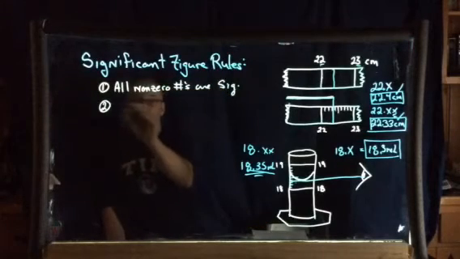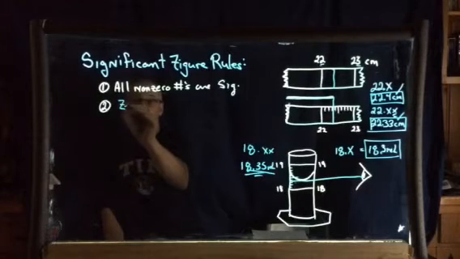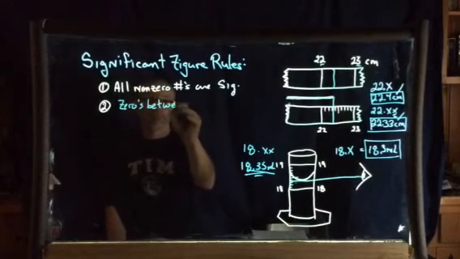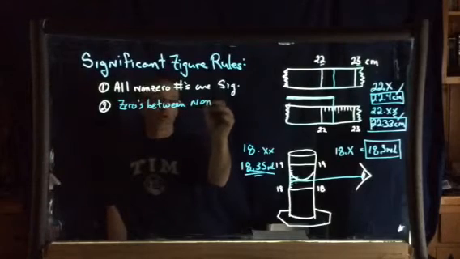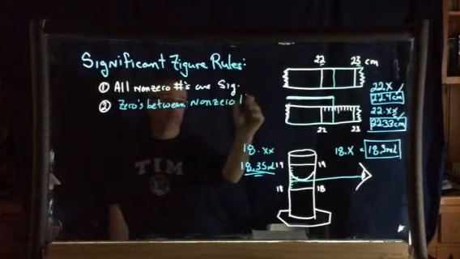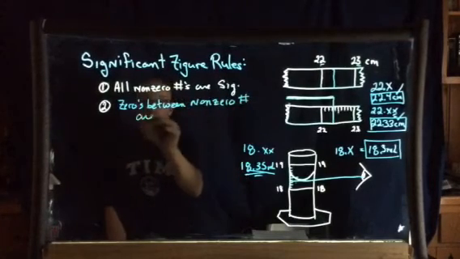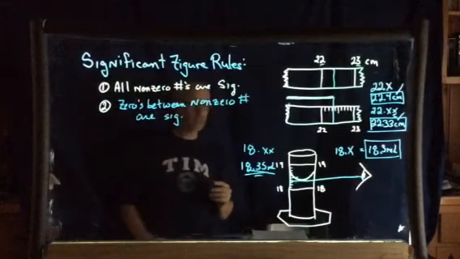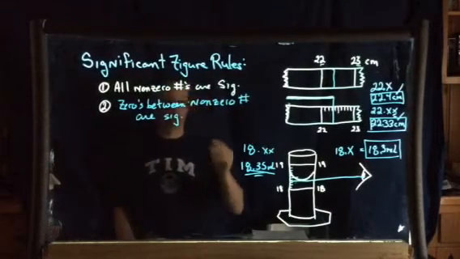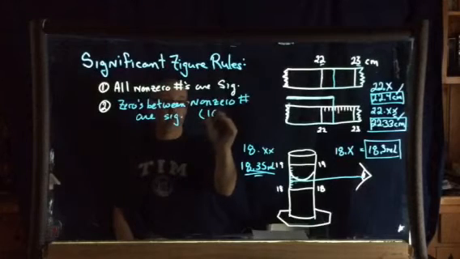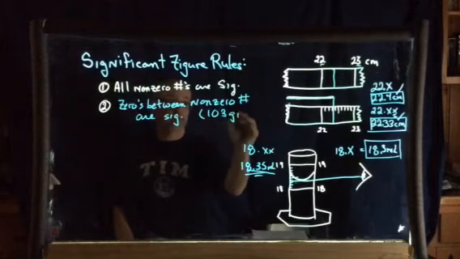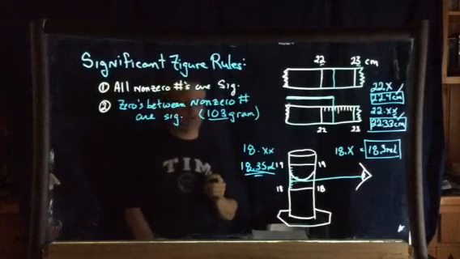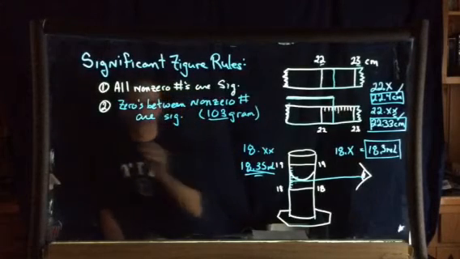Let's see, rule number 2, zeros between non-zero numbers are significant. So in other words, if I have 103 grams, the zeros between 2 non-zero numbers, so there's 3 significant figures.